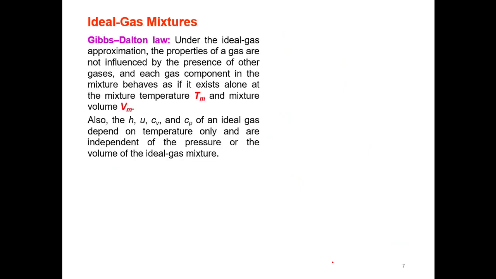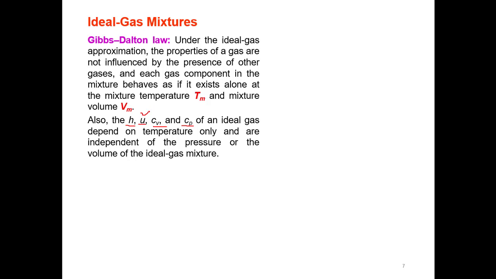Now, how to calculate the property for the gas mixture? We already know that for ideal gas behavior, the enthalpy, internal energy, Cv and Cp are functions of temperature only. So you have to just add up. Let's say Hm will be equal to H1 plus H2 plus H3, and H1, H2, H3 we can calculate from the property table. Similarly, the internal energy we can calculate from the property table. So you have to just add up the individual internal energies, and then you can get the internal energy of the mixture.